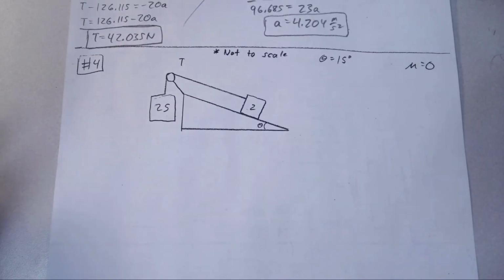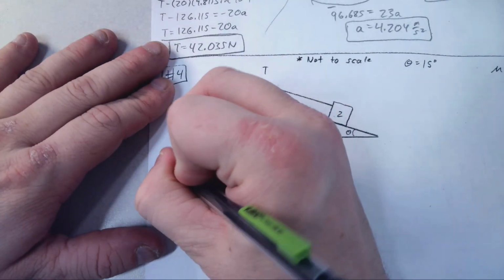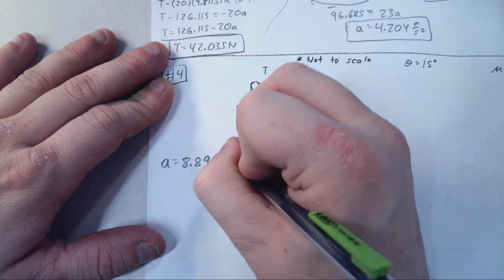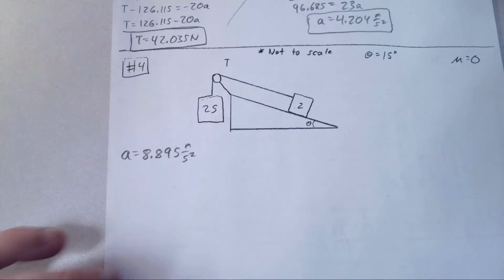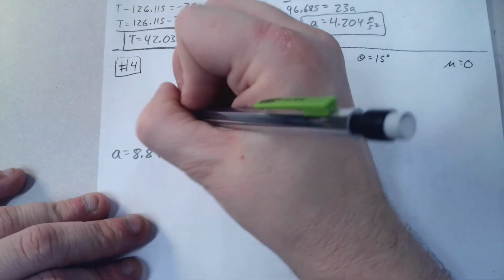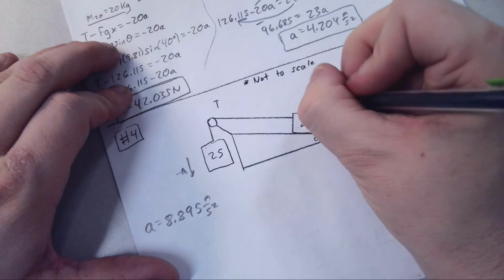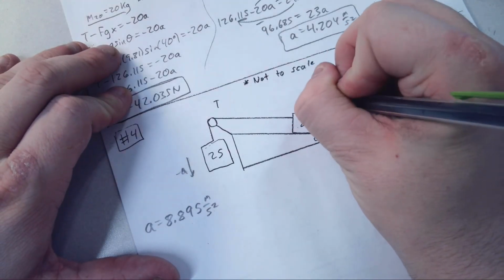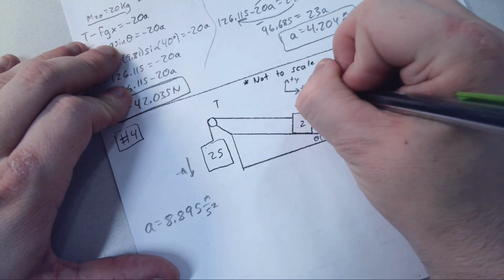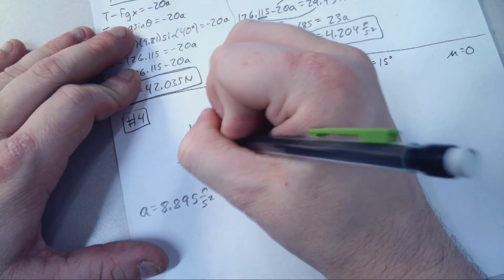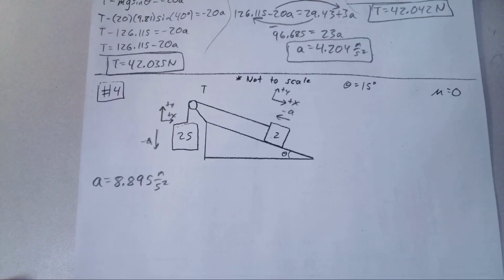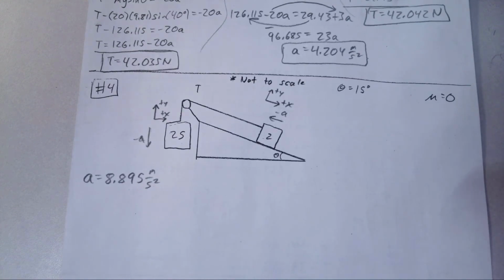The acceleration here, if you want to check yourself, is approximately 8.895 meters per second squared. Once again, we're assuming that this goes down, and that this goes this way, still saying that that is positive y, positive x, and then positive y, positive x. So if you can go ahead and solve that, you'll be good to go.